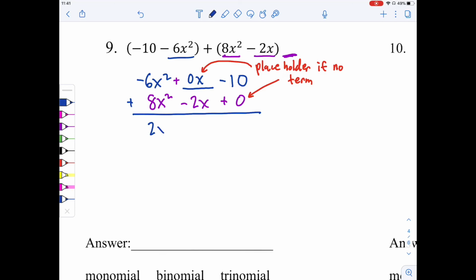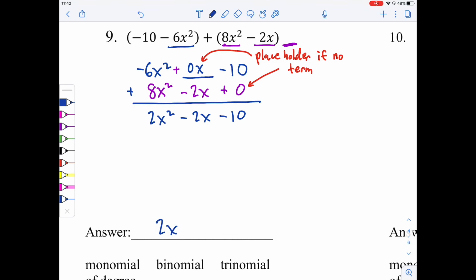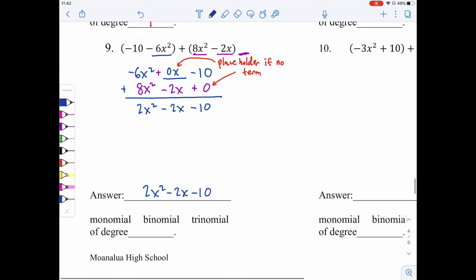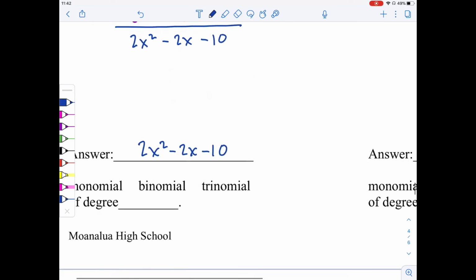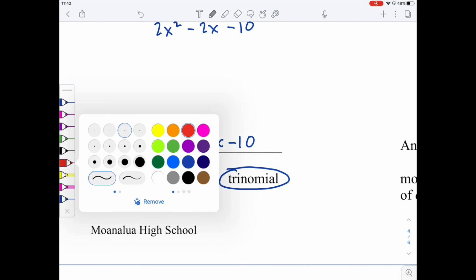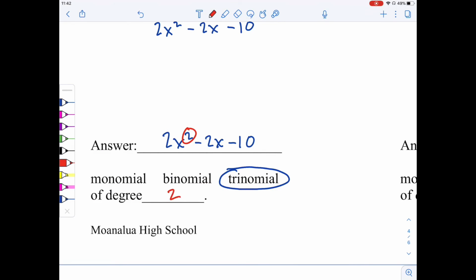Then you add vertically, same way. So 2x squared minus 2x minus 10. Right, going vertically. So the answer is 2x squared minus 2x minus 10. So 3 terms, trinomial, highest power 2, degree 2. That's it.